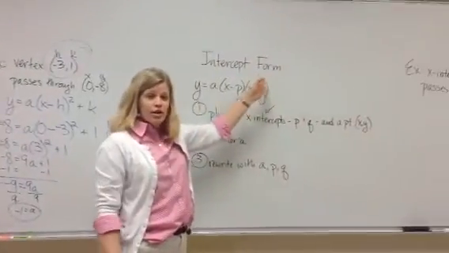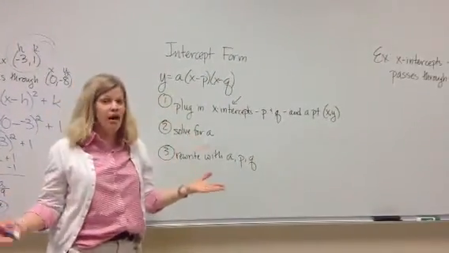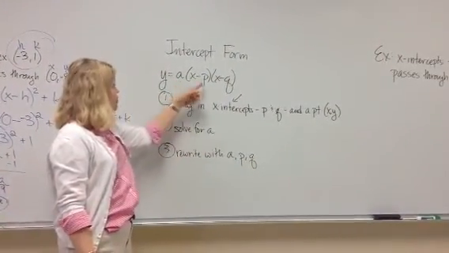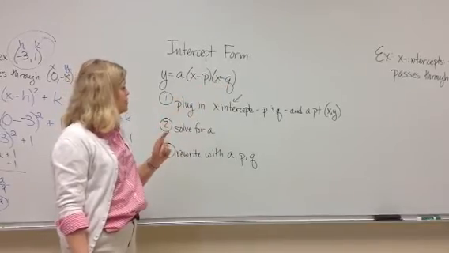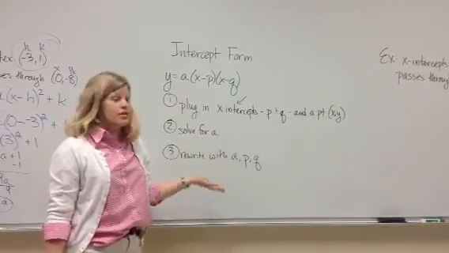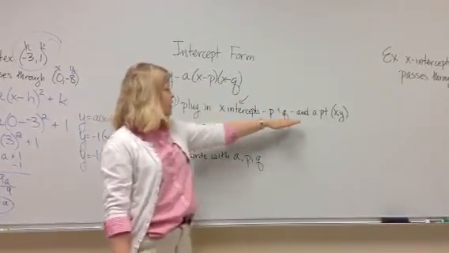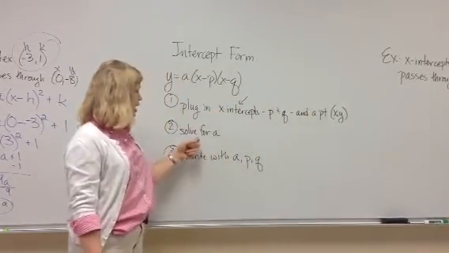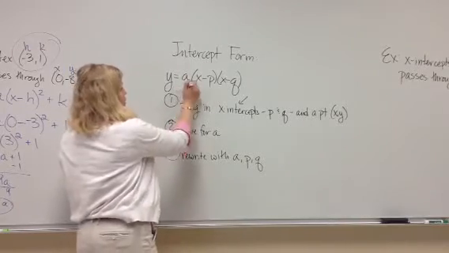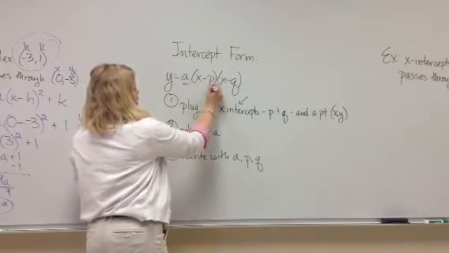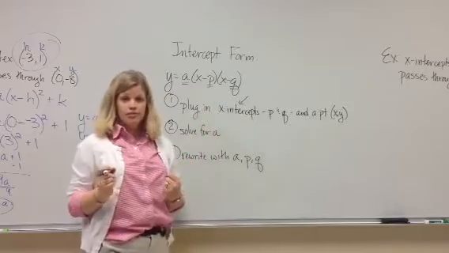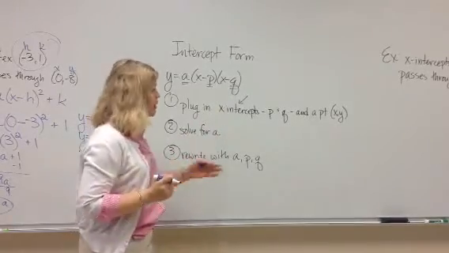Okay, now we're going to look at intercept form. We've done this a lot. We've got the a, we've got the two x-intercepts, p and q. We're going to do the same thing. I'm going to give you x-intercepts, and I'm going to give you a point. You're going to plug in for them. You're going to solve for a, and this time you're going to rewrite it, only plugging in for the a, the p, and the q. Okay? So, here we go.